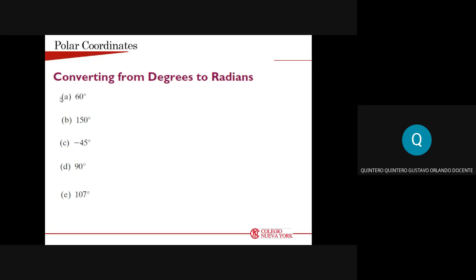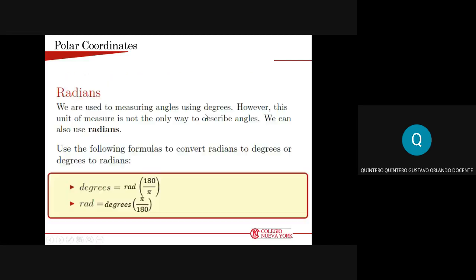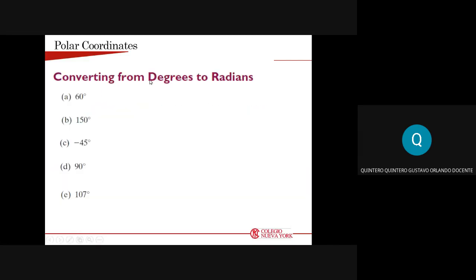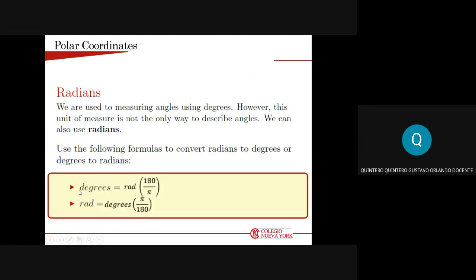From here, let's begin with the first one, A, 60 degrees. So we want to change from degrees to radians. What formula are we going to use? Again, from degrees to radians. Are we going to use the first or the second? First or second? Which one, guys? In the chat, please.